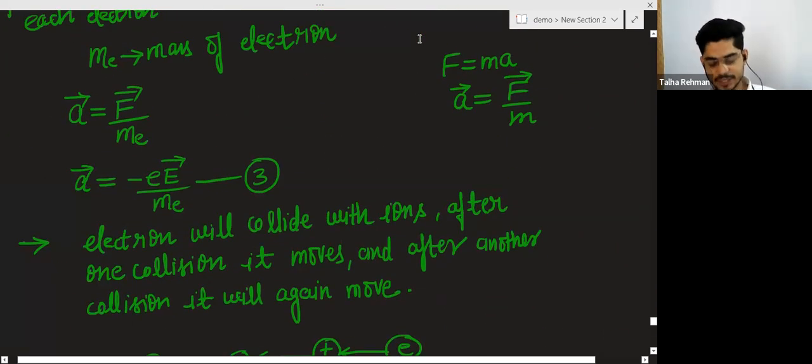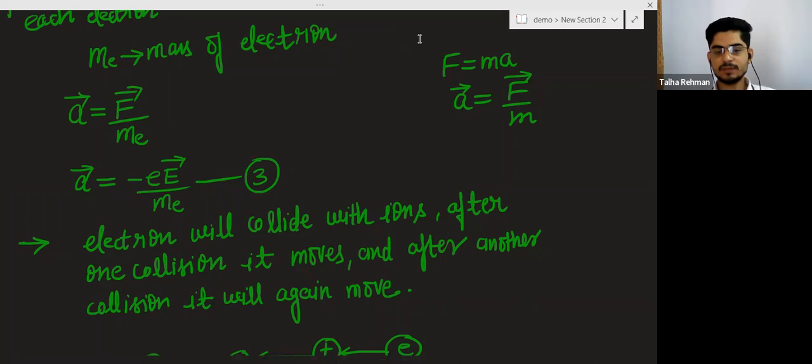Why is the motion of electron initially inside the conductor in random directions? Due to the temperature. Yeah, due to the temperature. Very good.